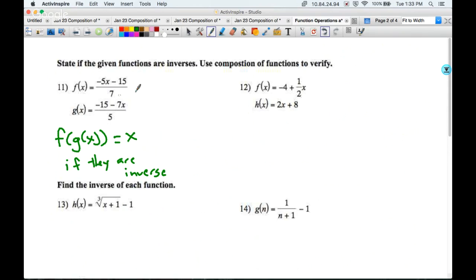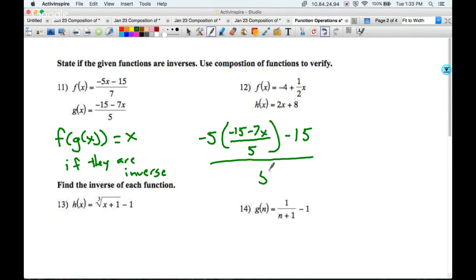So let me do f of g of x. So that's negative 5. I replace this x here with this whole expression, negative 15 minus 7x, all over 5, minus 15, all divided by 5. And let's simplify. Let's see if we get x.